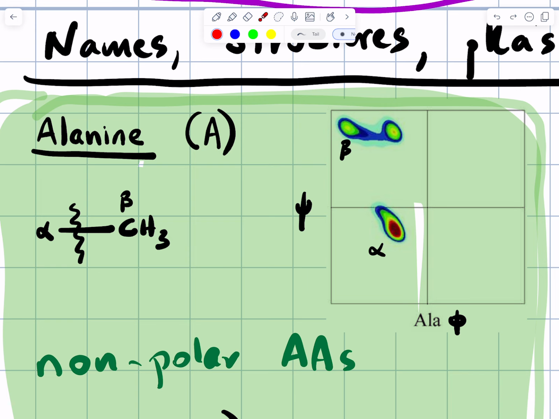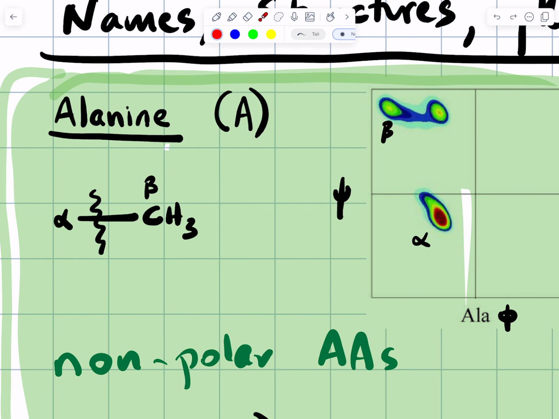And in blue are areas where there's not that many examples. So colder colors means fewer examples, warmer colors means more examples. In this plot, alanine has a ton of examples in what we would call the alpha helical region of the Ramachandran plot, where phi equals around minus 60 and psi equals around minus 50. In contrast, there are fewer examples up here in the region of the Ramachandran plot that's beta.